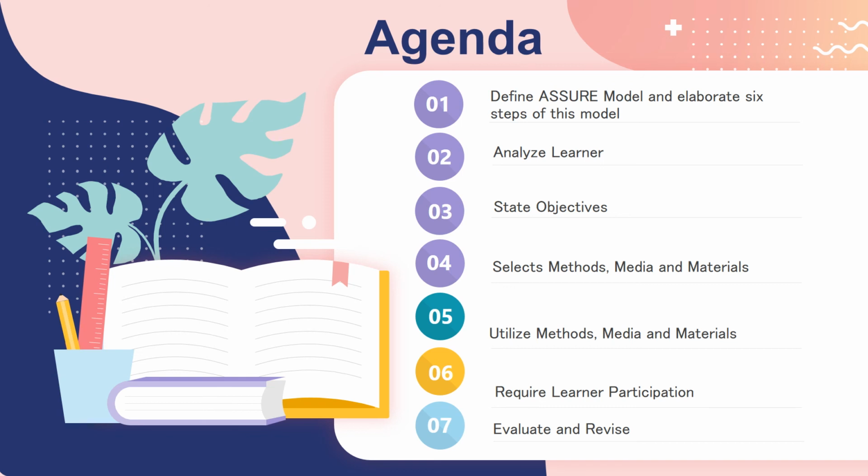In this presentation, the ASSURE model has been defined and the six components necessary for the successful implementation of the instruction are elaborated. Analyze learners, state objectives, select methods, media and materials, utilize methods, media and materials, require learner participation, and evaluate and revise. And that's all.